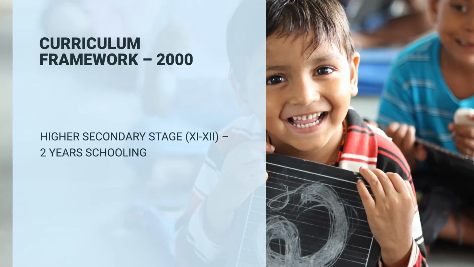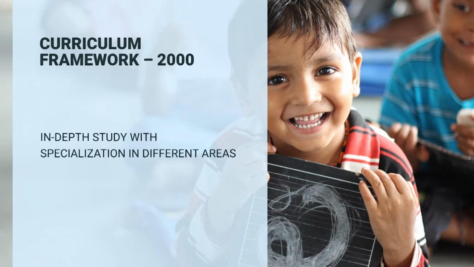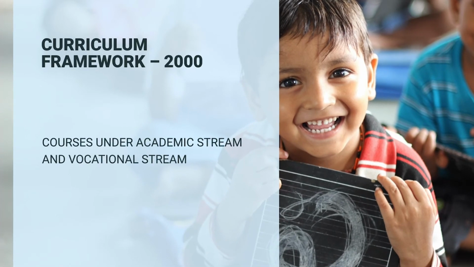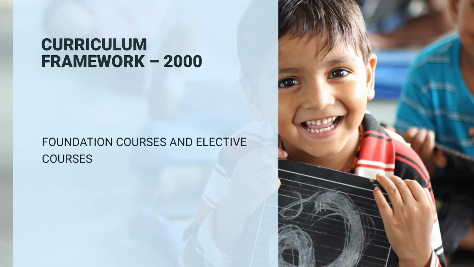Then further 2 years of higher secondary schooling, that is class 11th and 12th. Okay. So, further we can say that in-depth study with specialization in different areas was also introduced, and how to address the other areas of knowledge was also another important focus. Then courses under academic streams and vocational streams were also introduced. 2 streams: one is the general stream, called the academic stream, and the other one is the vocational stream. Means so far as the interest, abilities and will of the students, they can also pursue another stream after secondary education, called the vocational stream. So, it was recommended in the curriculum framework developed in the year 2000. Then further, foundation courses and many elective courses were also introduced in this curriculum framework.